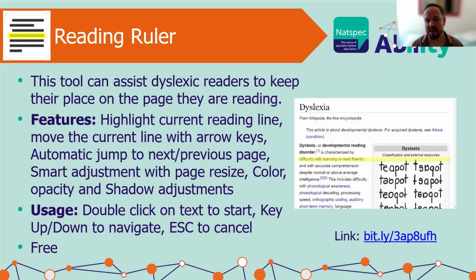Reading ruler, this is just a way of highlighting a line and reading line by line, and it can help people to focus on what they're reading. It's not as good as the one built into Immersive Reader, I'd say, in terms of comparing Microsoft to Google tools.